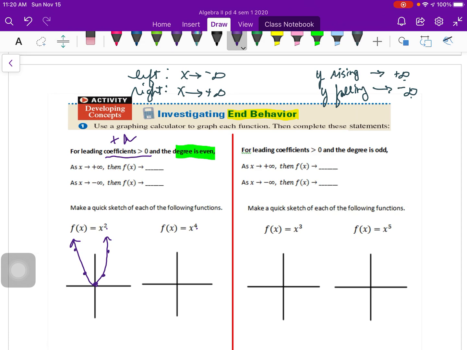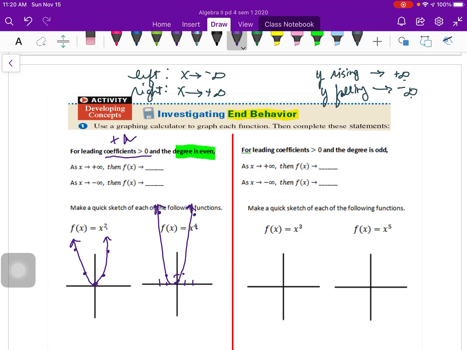Likewise, if I graph x to the fourth, put 0 in there, I get 0. Put 1 in there, I get 1. Negative 1, I get 1. 2 to the fourth would be 16. Negative 2 to the fourth would be positive 16. So I still get this parabola, just a little sharper.